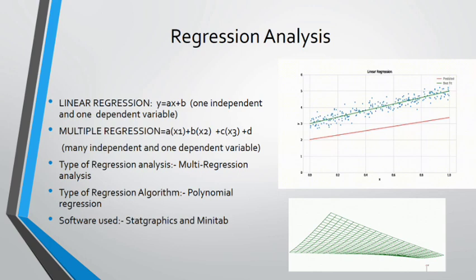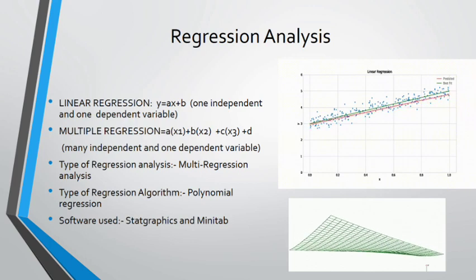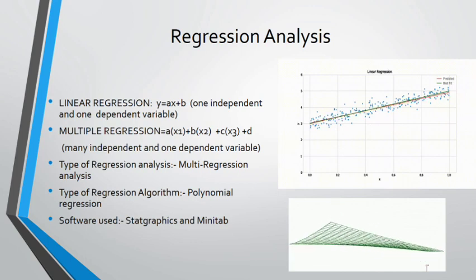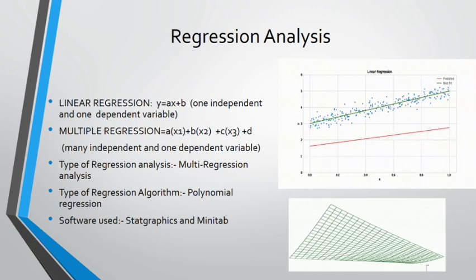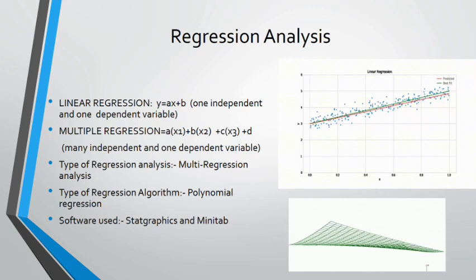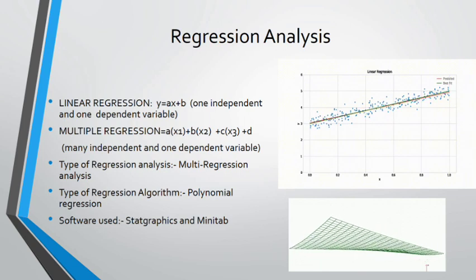Now, we move on to regression analysis. Regression analysis in simple language is a line fitting or graph fitting method in which we try to fit an expression or a surface or a graph to the sample points so that we can get the best fit, as shown in the GIF. For our technique, we are using multiple regression as we have three independent variables, and we are using polynomial regression so that we can get better results. The software used in this research is StatGraphics and Minitab.